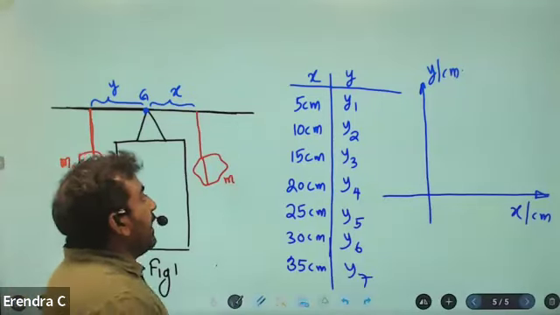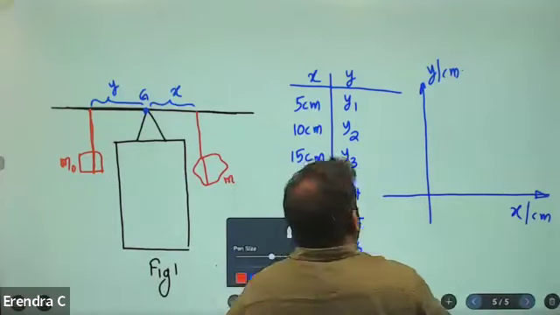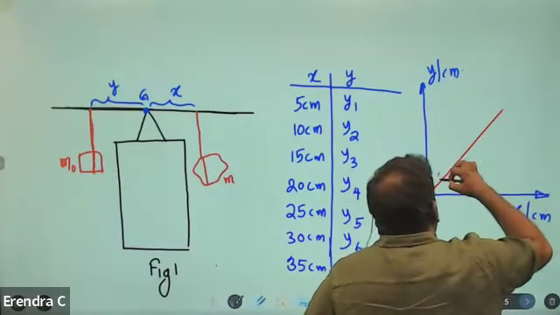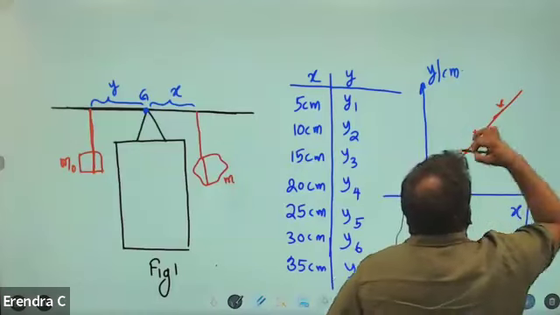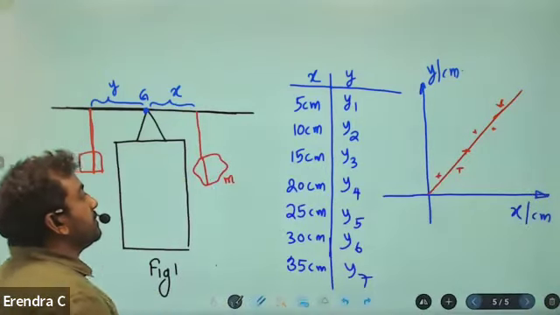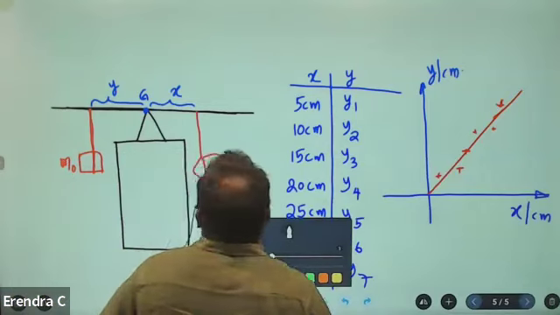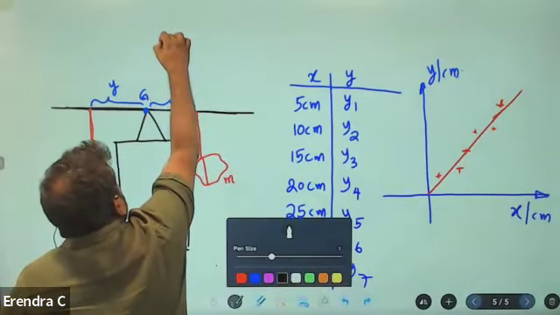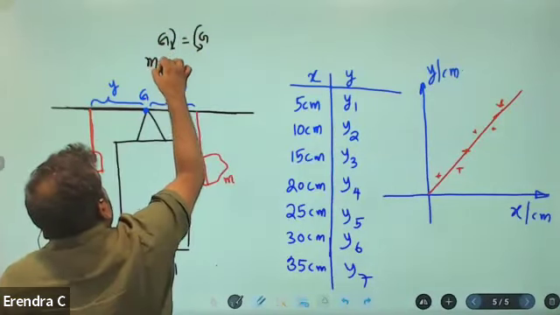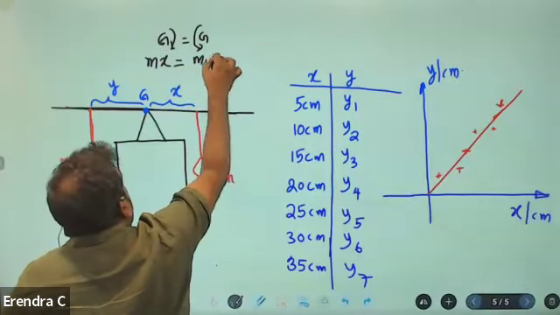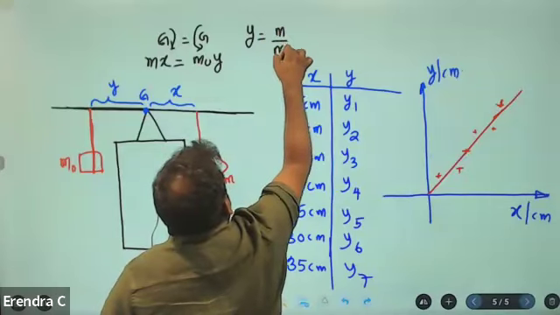Okay. Now what you do is you plot the graph. Once you plot the graph and you draw the best fit graph, these are the points you will get. Best fit graph. It will pass through the origin. Once it passes through the origin, you know the variation. What's the variation if I write here? Look. Clockwise moments equal anti-clockwise moments. Mx equals m naught y. Simplified, y is equal to m over m naught x.